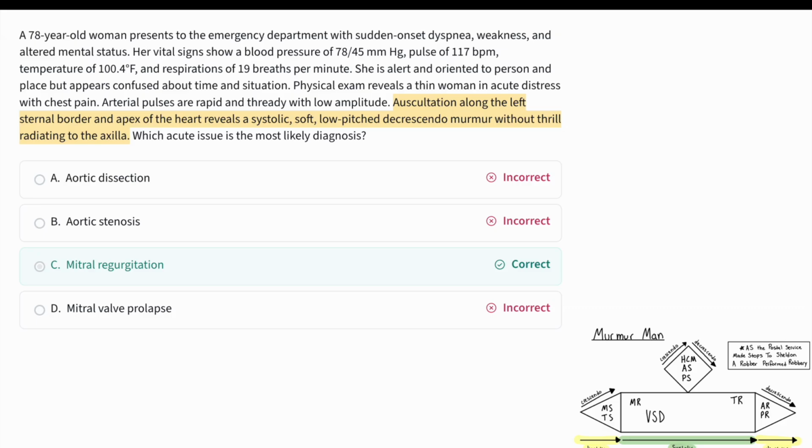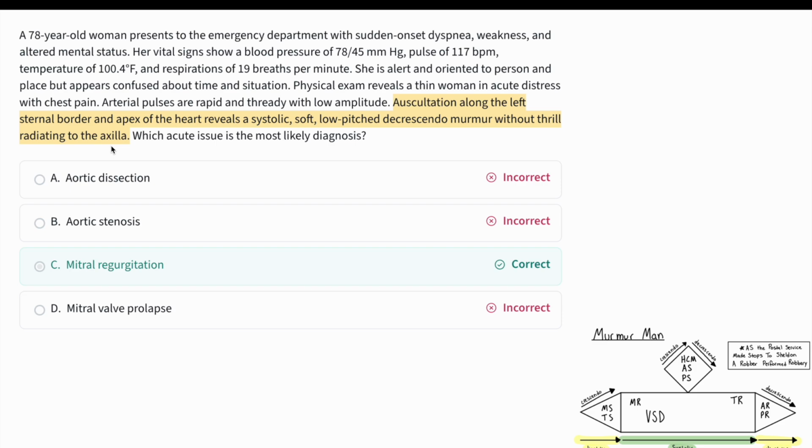Looks like she's having difficulty breathing, she's weak, she has altered mental status, etc. Now in the highlighted portion here, we have auscultation along the left sternal border and apex of the heart reveals a systolic, soft, low-pitched, decrescendo murmur without thrill radiating to the axilla.